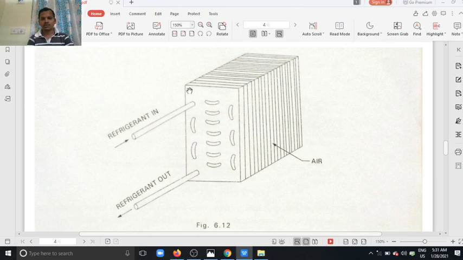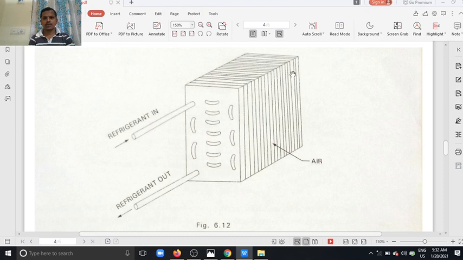So with the help of these fins, the cross-sectional area increases. The more air is in contact with the finned tube, the more heat the finned tube absorbs from the air, and that heat is given to the refrigerant. The refrigerant absorbs more heat from the finned plates and undergoes a phase change. So that is the finned tube evaporator.